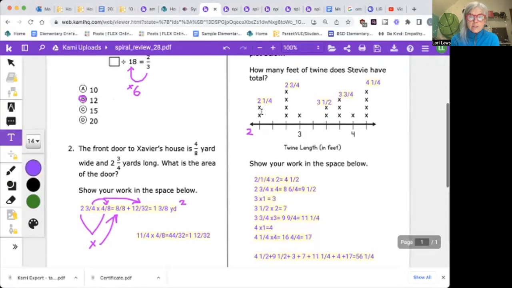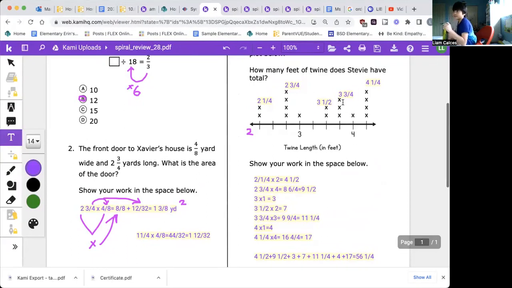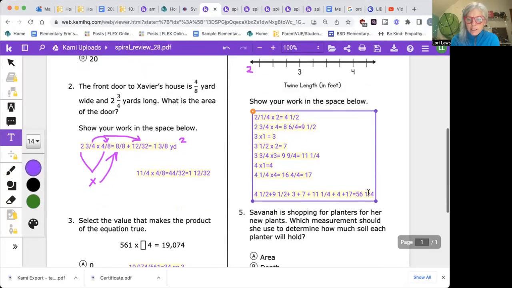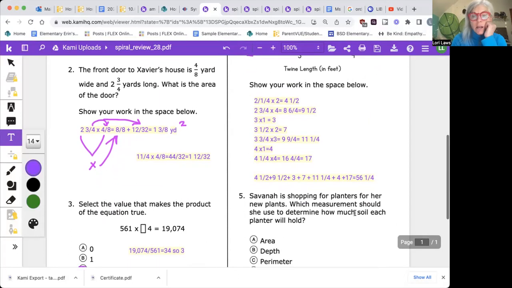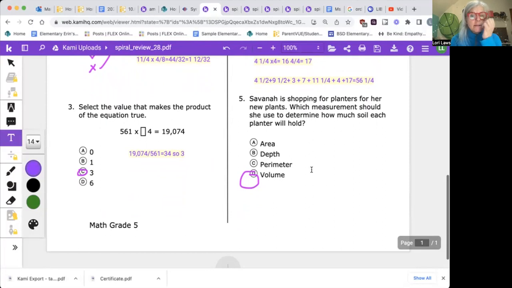Anyway, this one was tedious. You had to do 2 times 2 1/4, 4 times 2 3/4, 1 times 3, 2 times 3 1/2, 3 times 3 1/4, 1 times 4, and 4 times 4 1/4. And then you had to add up all of your products. And I got 56 1/4. I don't know if I'm right, to tell you the truth. If anybody finds me wrong, you can win a prize.